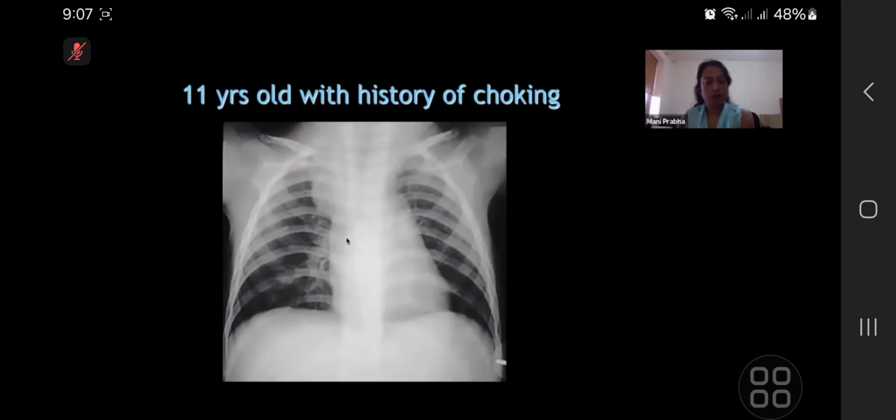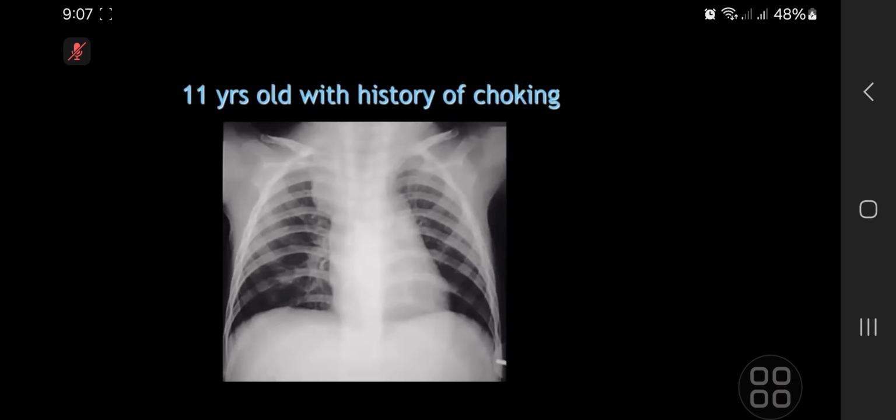And the next one. It's an 11-year-old child with a history of choking, having a frontal chest X-ray which is demonstrating a superior mediastinal mass.